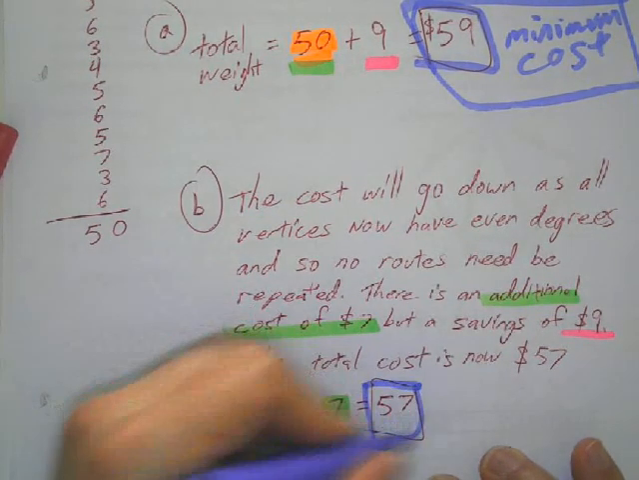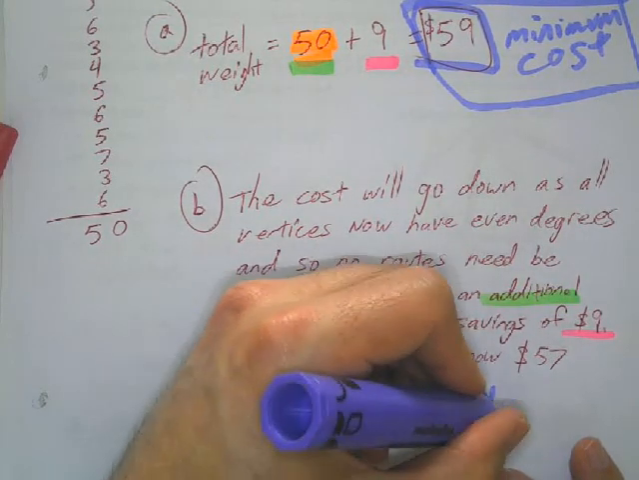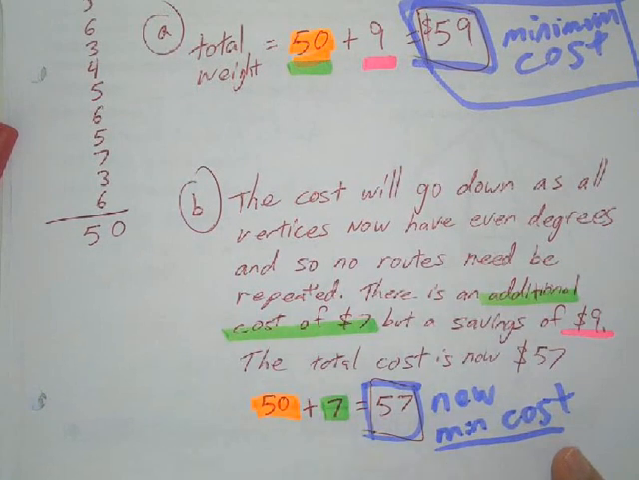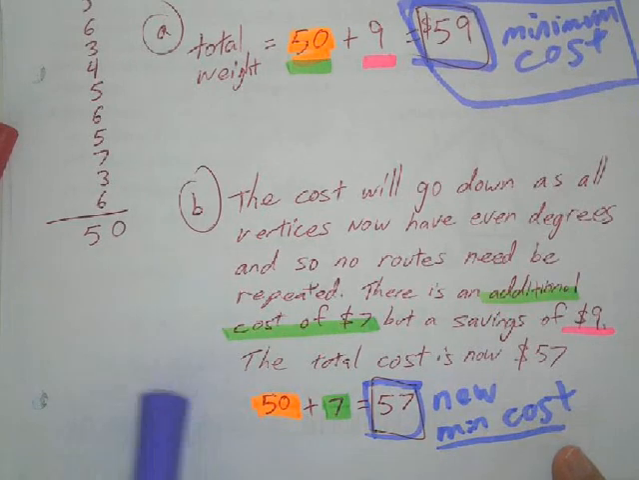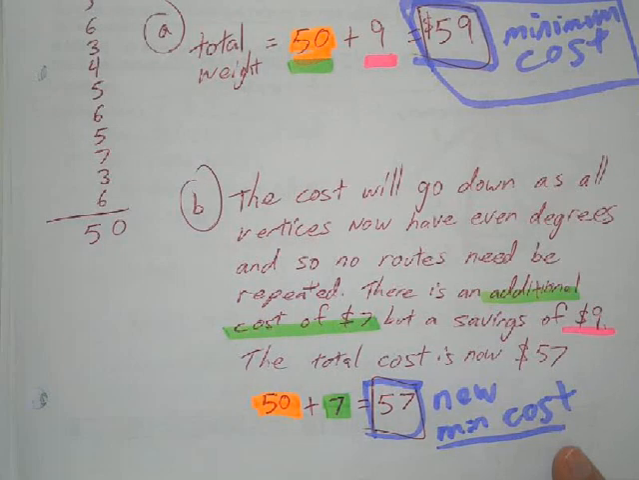The new minimum cost is going to be 57, because I don't have to repeat the short path of 9, but I do have to add the new pathway of 7. And I hope that helps.